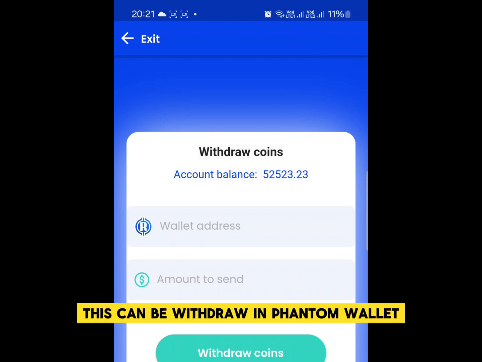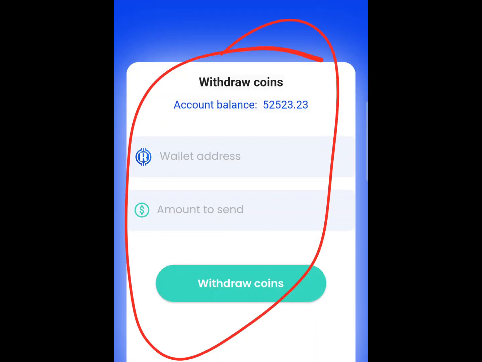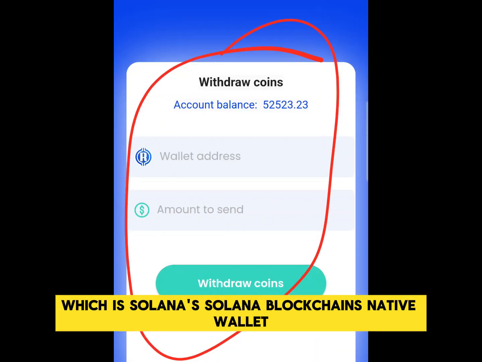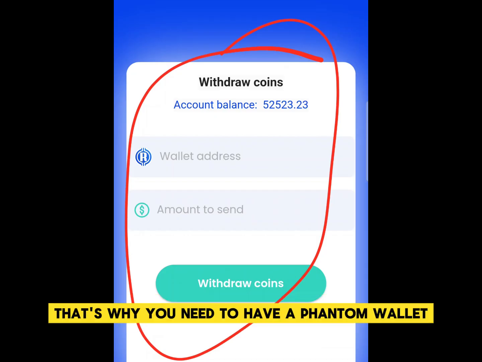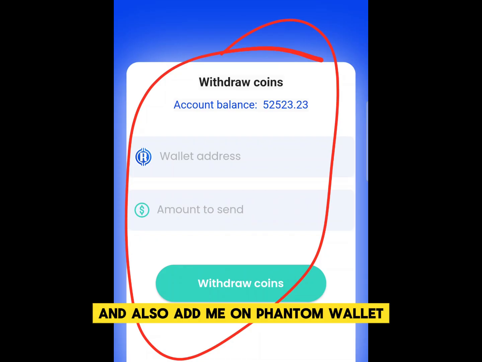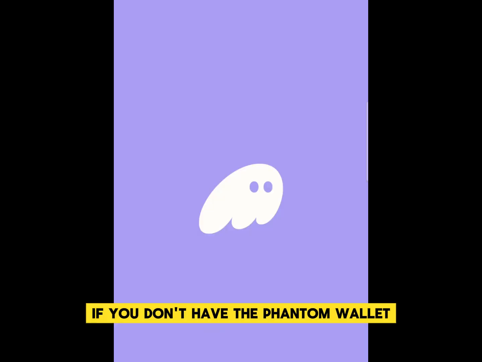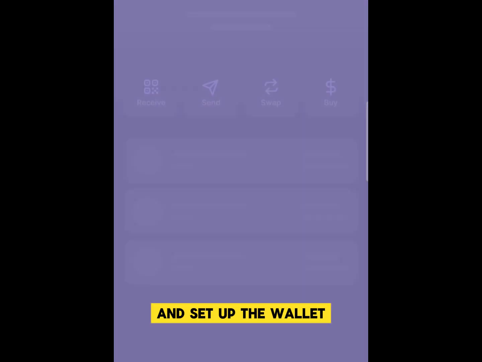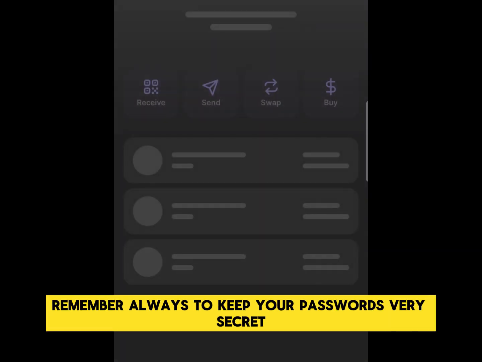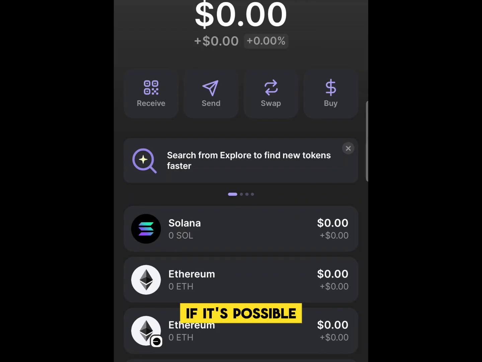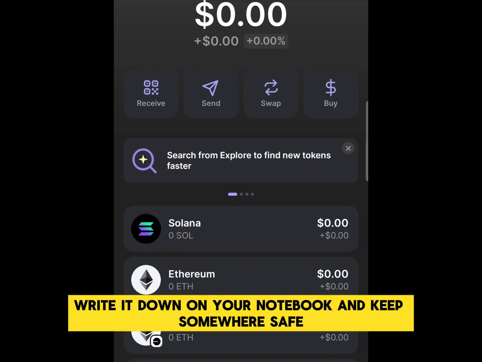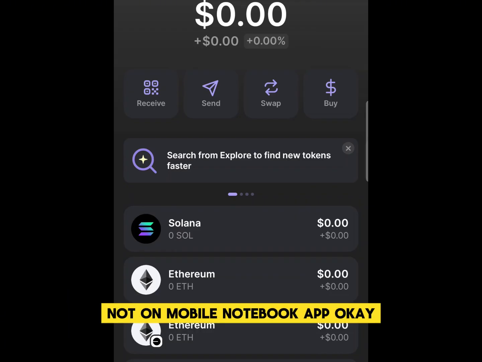And another thing, this can be withdrawn to the Phantom wallet, which is the Solana blockchain's native wallet. That's why you need to have a Phantom wallet. If you don't have the Phantom wallet, you can download it from the Play Store and set up the wallet. Remember always to keep your passphrase very secret. If possible, write it down on your notebook and keep it somewhere safe, not in the mobile's notebook app.